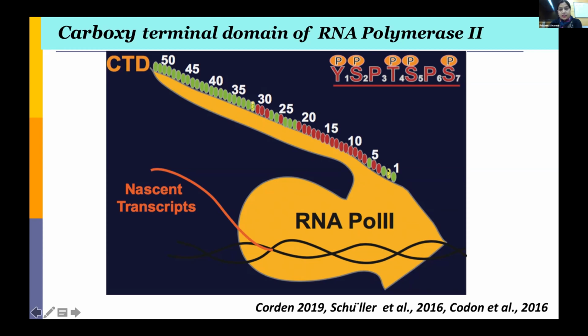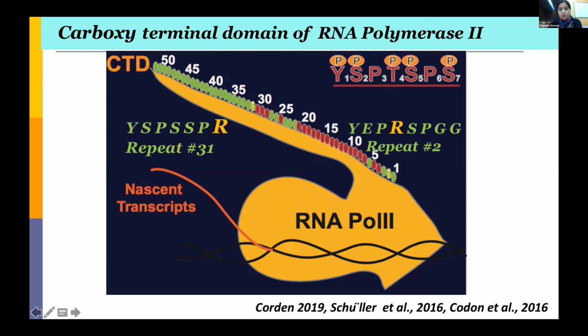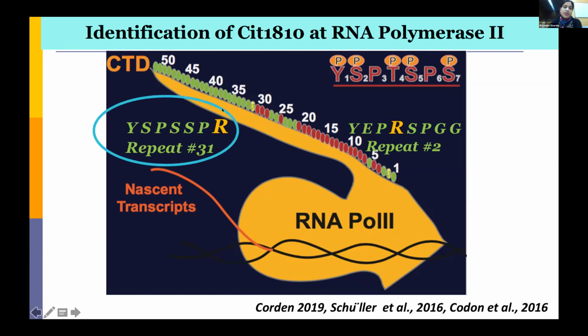If you have paid attention, the red dots show the repeats which have the repetitive consensus sequence, and the green dots are the ones which do not follow this consensus sequence. Among these green dots, there are two repeats which actually have arginine: one in repeat number 2 and another one in repeat number 3. Just to make the whole story very short, we found that PADI2 actually catalyzes the citrullination of this specific arginine, which is in between, in the heart of the CTD. And we also demonstrated that this citrullinated version of RNA polymerase II is present in the cells.